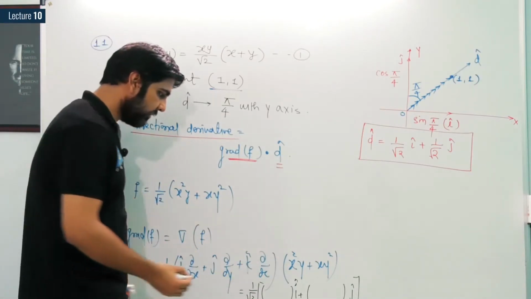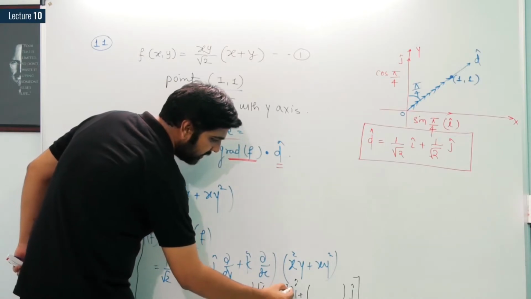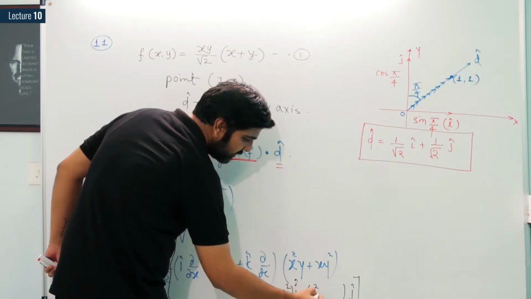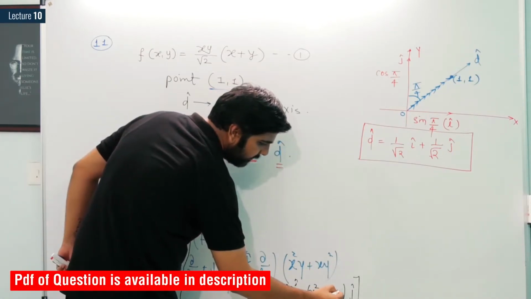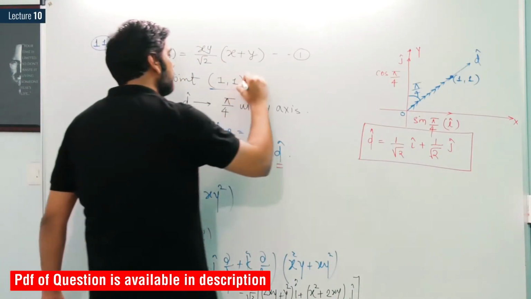So with respect to x, what I am having is 2xy plus y square, and here differentiating with respect to y, I am having x square plus, with respect to y, it is what? 2xy. So let us put the value, the point (1,1) here.